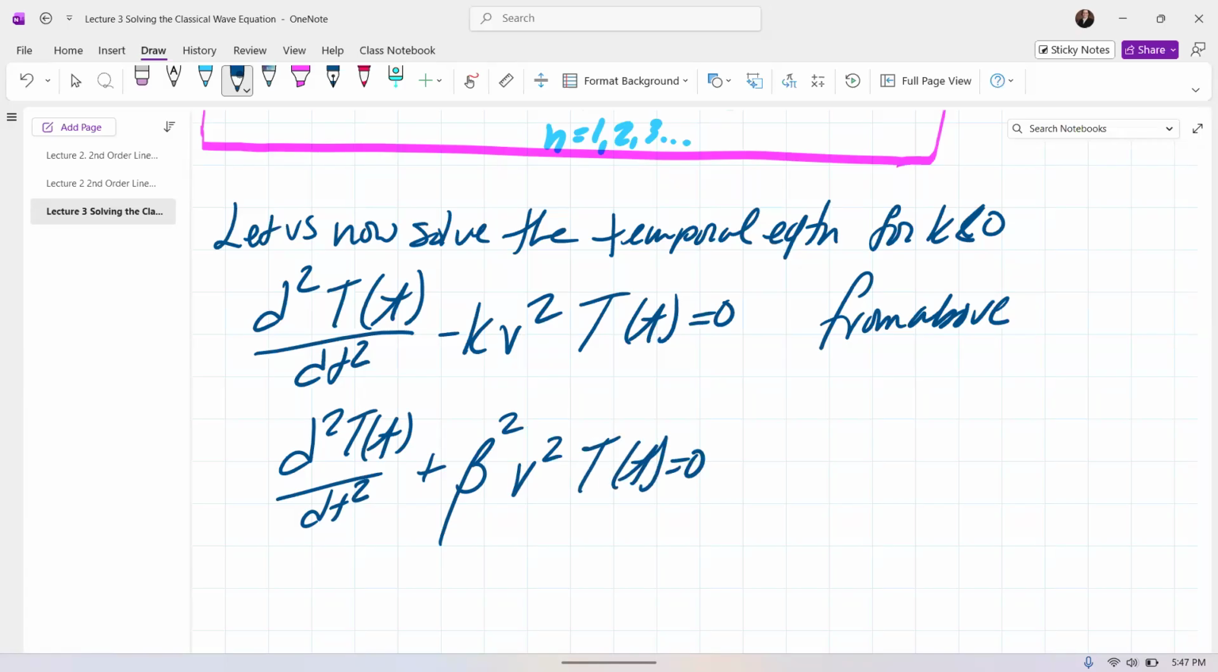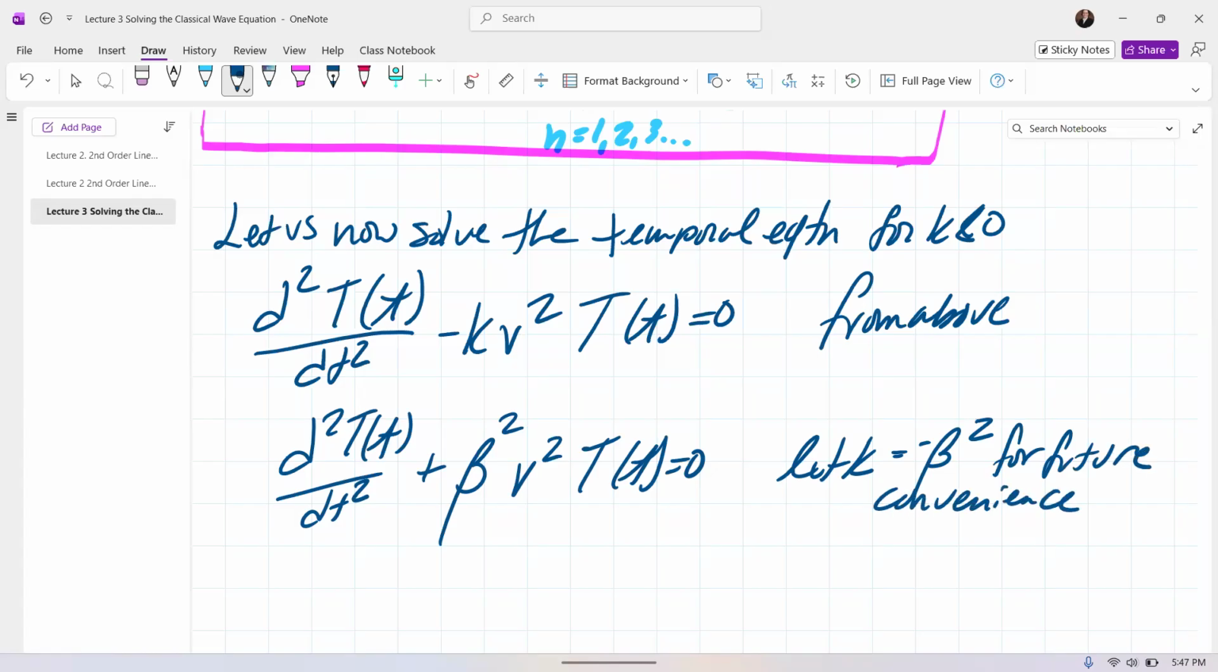So let k equal negative beta squared. This is just like we did before, for future convenience. It's because you're going to put it under the discriminant when we go to solving the quadratic equation, right? And it'll be a pain in the neck to have a square root of something you can't pull out. But if you make it beta squared, you can pull it out.